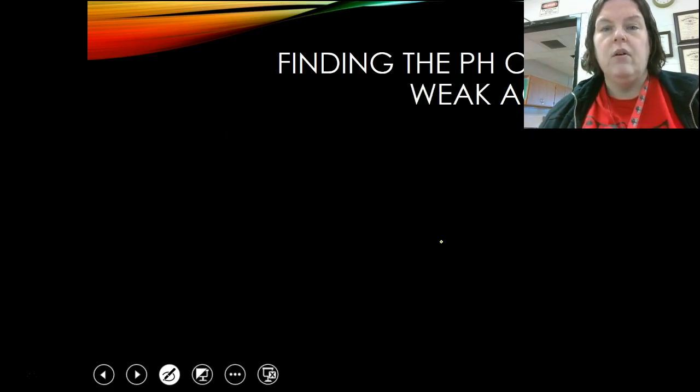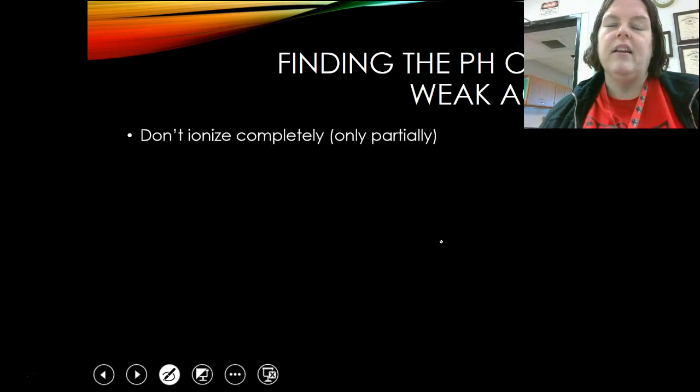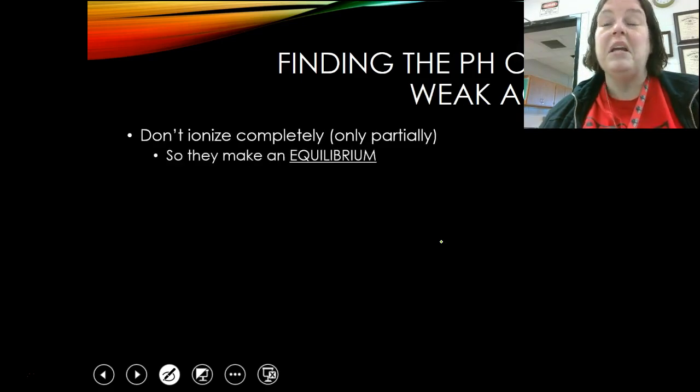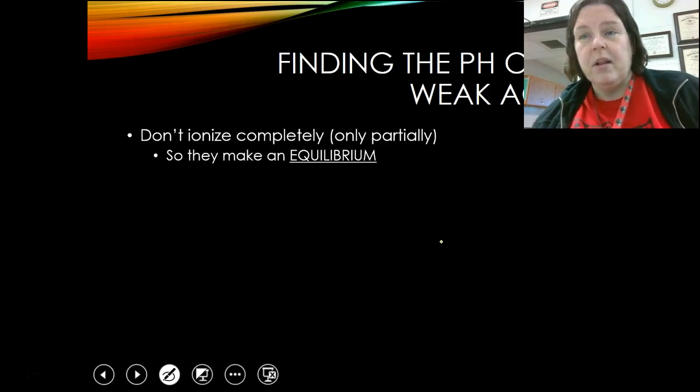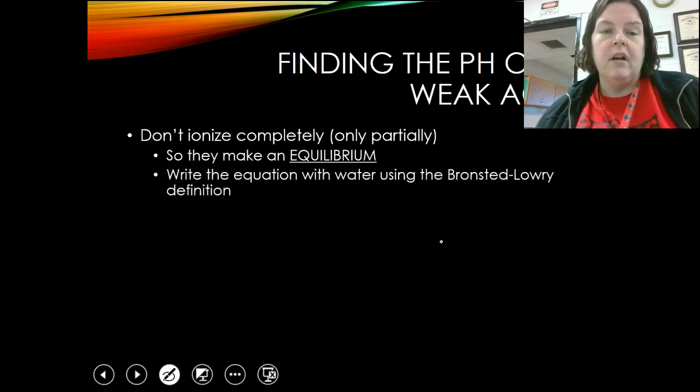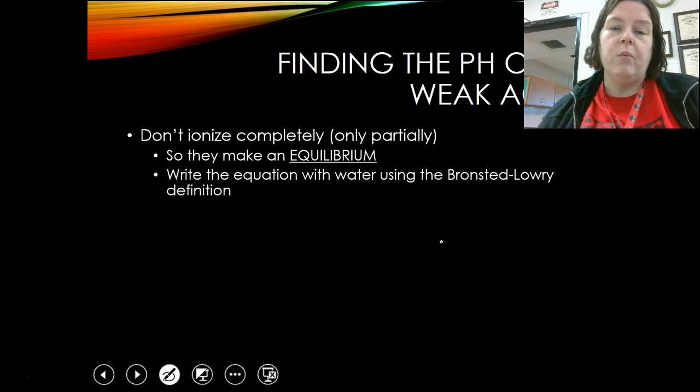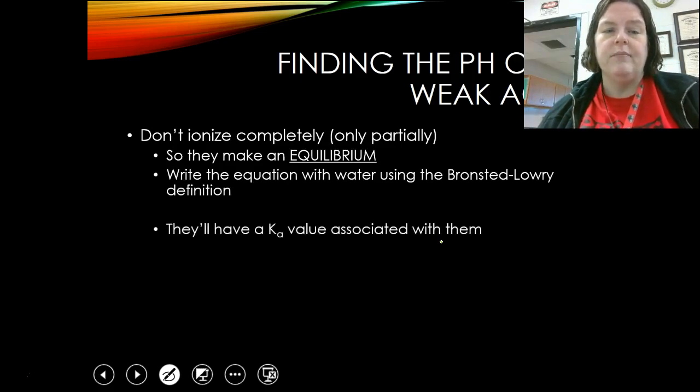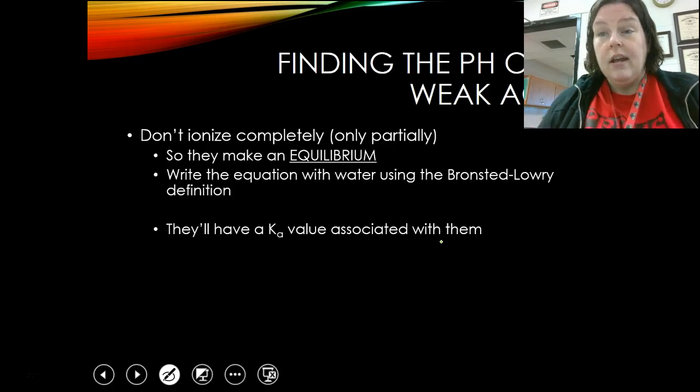Okay? So how about weak acids? Well, guess what? They don't ionize completely, so they make an equilibrium. So this, ladies and gentlemen, is where equilibrium starts applying to acids and bases. We're going to write an equation with water using the Bronsted-Lowry definition. They'll have something called a Ka. K is an equilibrium constant no matter what. When it has an A with it, it means the equilibrium constant of a weak acid. That's exactly what that's talking about.